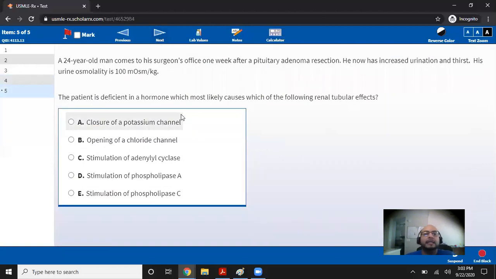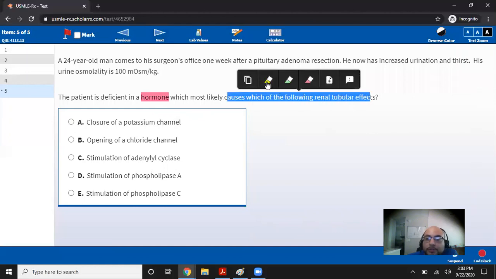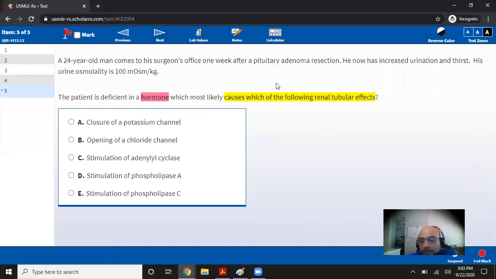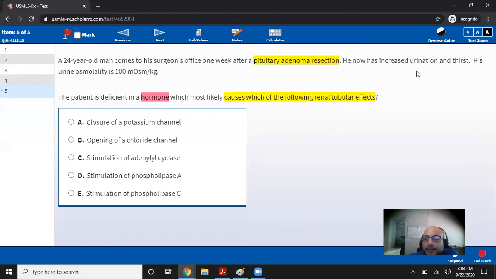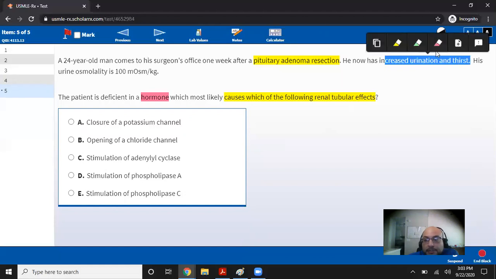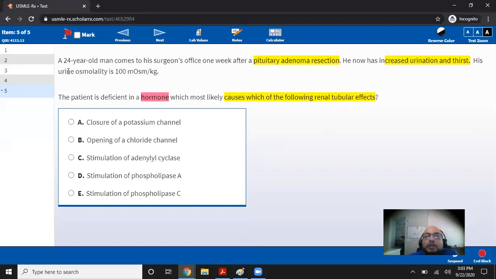All right, last one. The patient is deficient in a hormone, which most likely causes which of the following renal tubular effects? Okay, so something at the level of the kidneys. A 24-year-old comes in a week after pituitary adenoma resection, so they remove the pituitary gland. He now has increased urination and thirst. Urine osmolarity is crazy low.